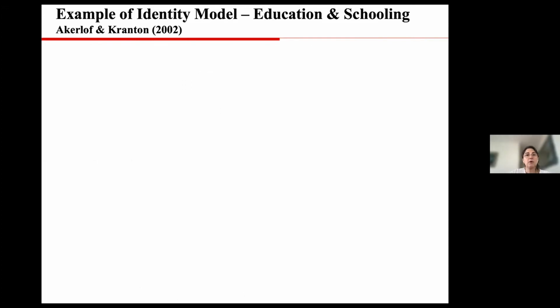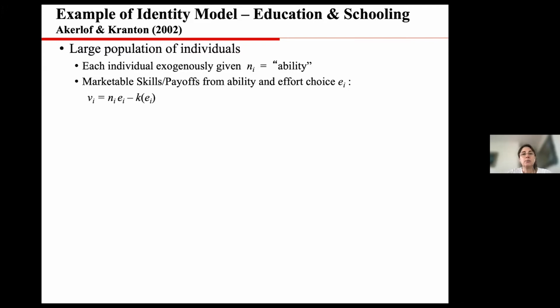Okay. All right. So how are we going to do this? We've got a large population of individuals. This is just the same thing we had before. Each individual has some exogenously given attribute N_i, which is their ability. We have marketable skills, which are payoffs from ability and effort choice E_i. So this is just what I had before. Okay. This is the standard model.